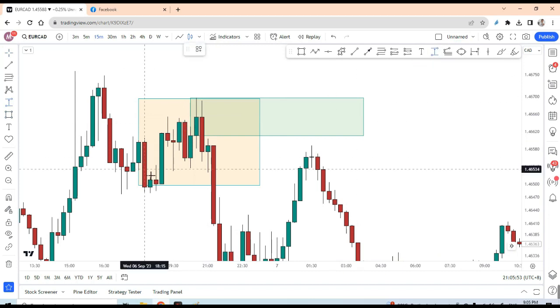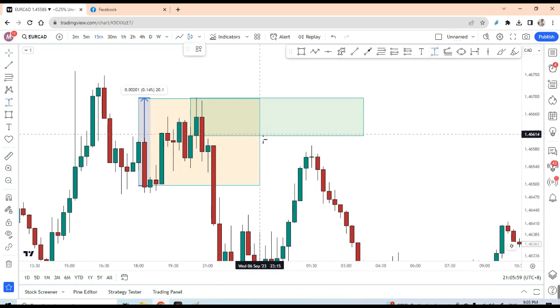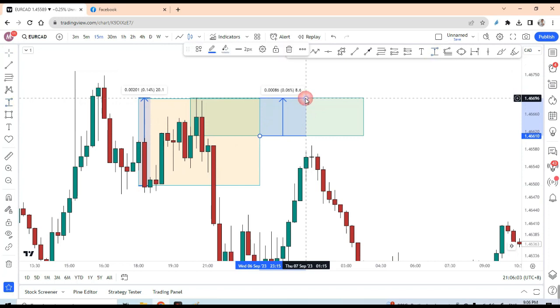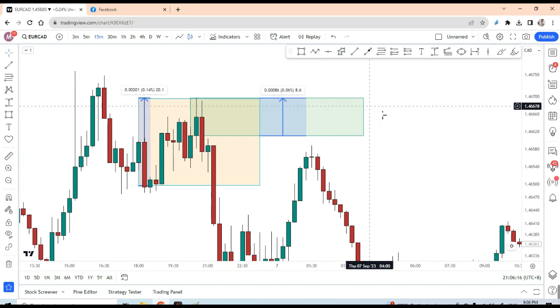Okay, let's compare a little bit. Previously, the zone was around, I would say, 20 pips. Now our zone is less than 10 pips, around 9 pips. I consider 9 pips because sometimes I'll add in a little bit of spread to widen it in case any news is coming in. So the size of this zone is only 8.6.